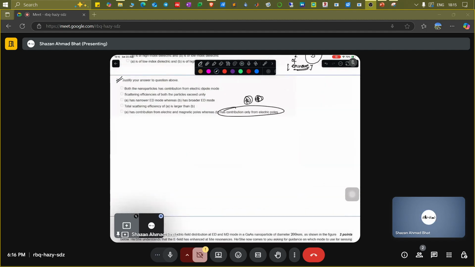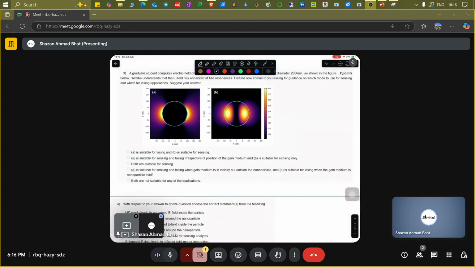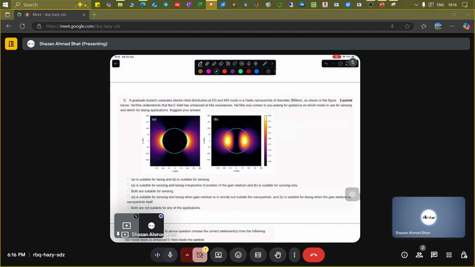Okay, what else? Now another question says that a graduate student computes the electric field distribution of the electric dipole and the magnetic dipole mode in a gallium arsenide nanoparticle. You see that there is a magnetic dipole mode, which means it's gallium arsenide, a dielectric material, with a diameter of 200 nanometers. He or she understands that the E field is enhanced at Mie resonances.